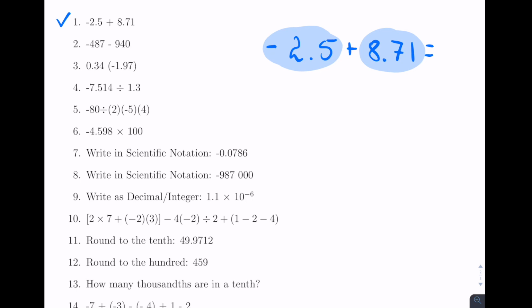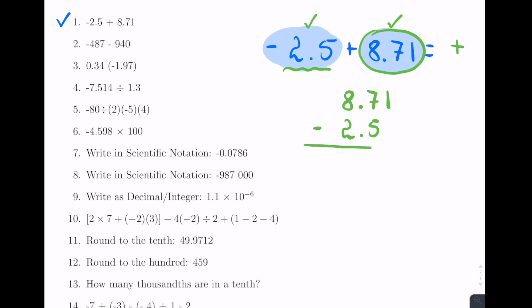For question number 1, I have negative 2.5 plus 8.71. I do notice here the positive is bigger than the negative, so my answer is going to be positive. I will not use a calculator for any of these questions, so I will write this out directly. I always take the bigger magnitude number and subtract the smaller magnitude number from it.